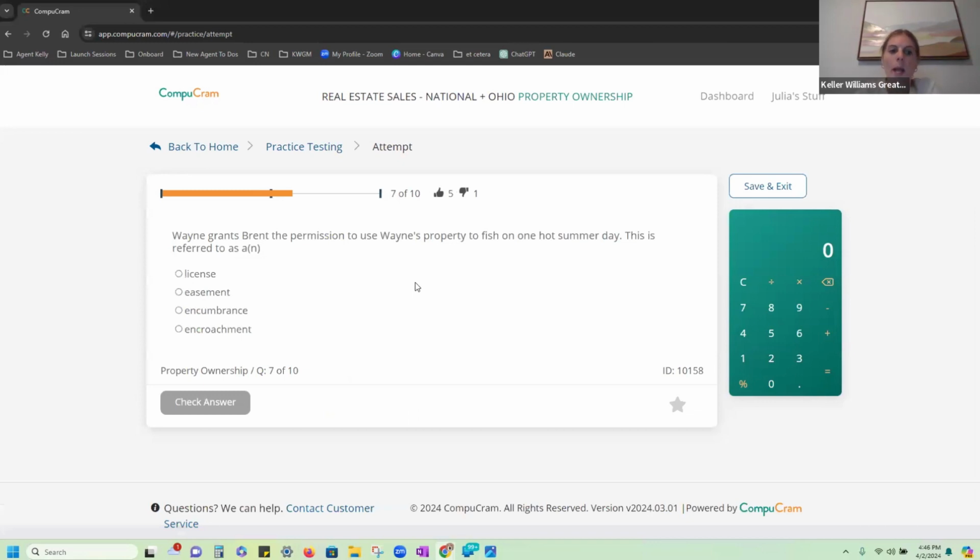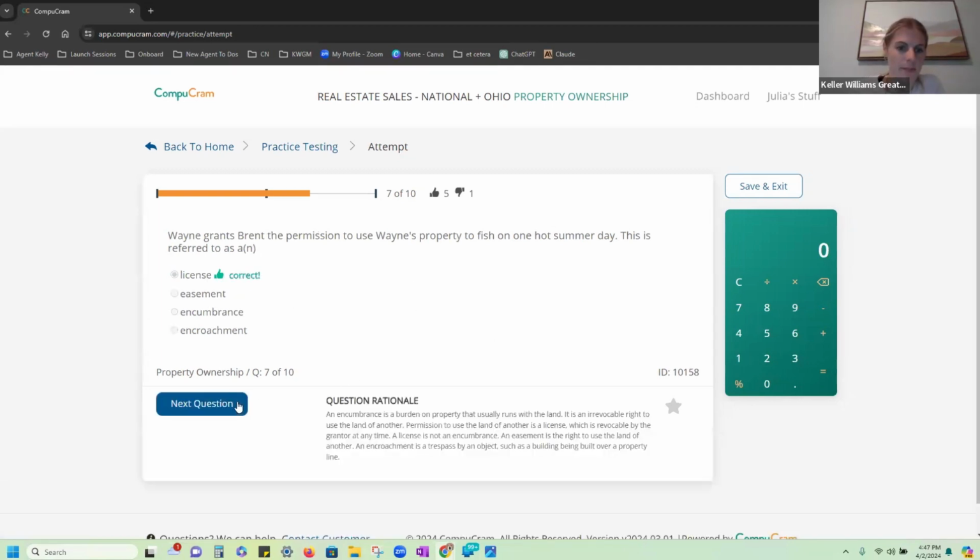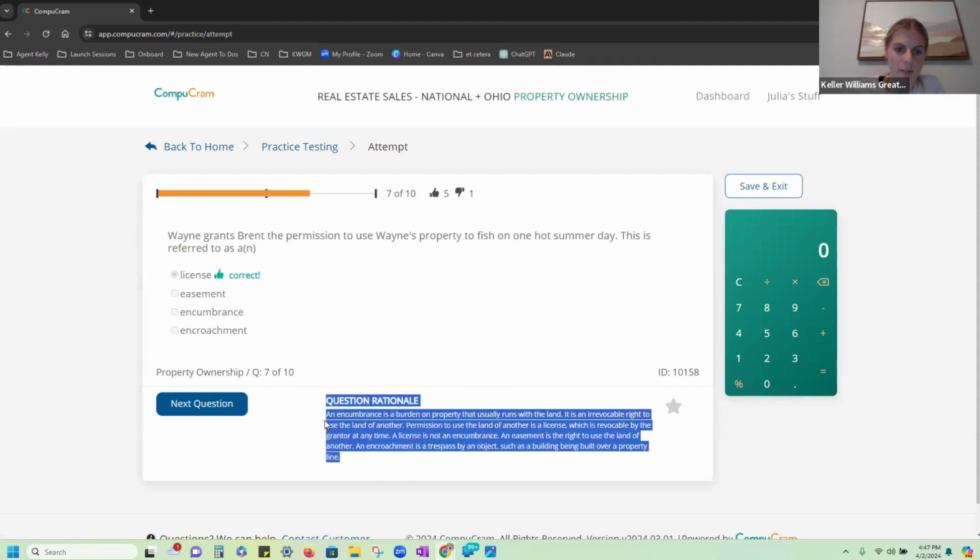Right. Wayne grants Brent the permission to use Wayne's property to fish on one hot summer day. This is referred to as a: A, license, B, easement, C, encumbrance, or D, encroachment. All right, good job, guys. A, license. Correct. Good work.